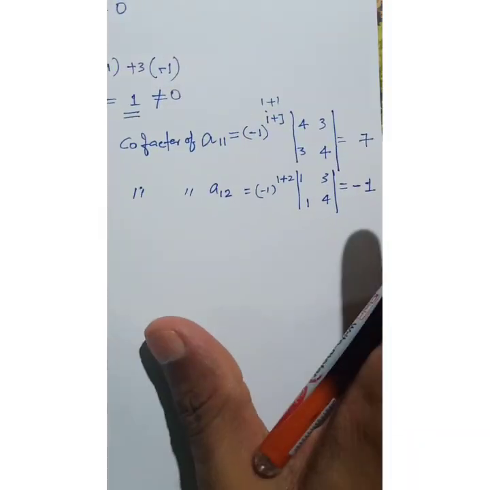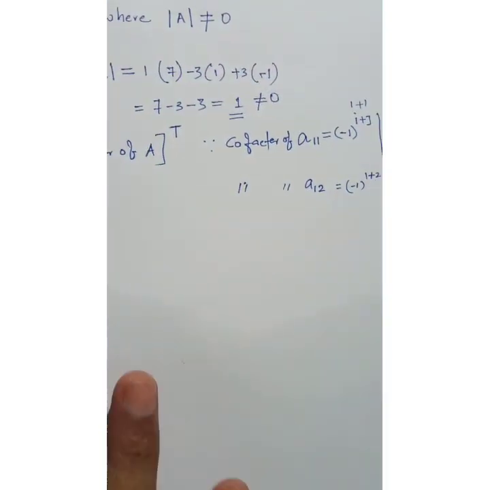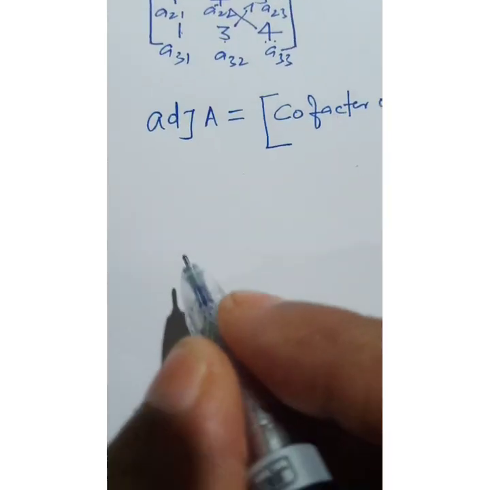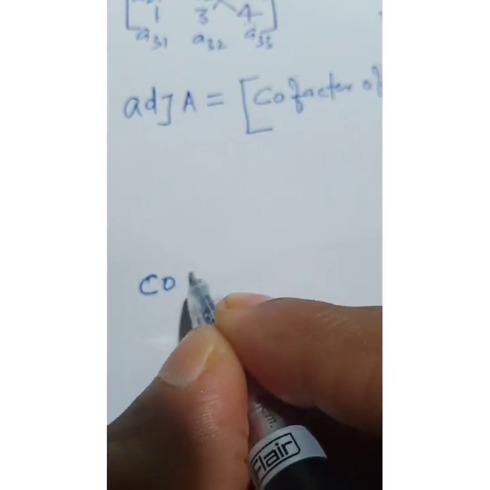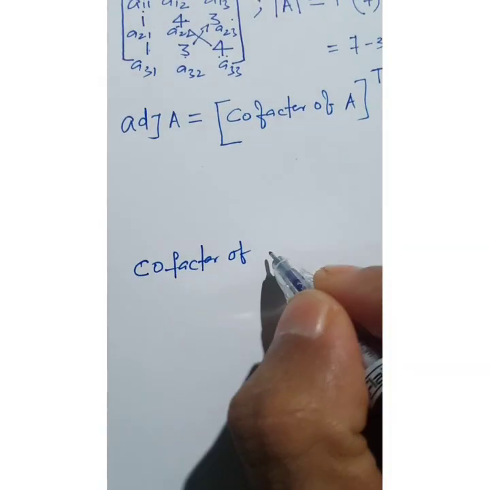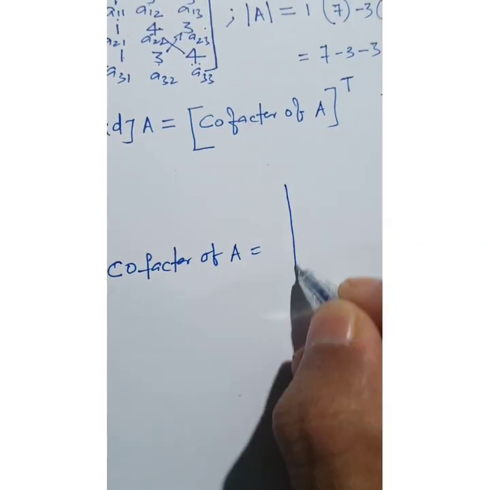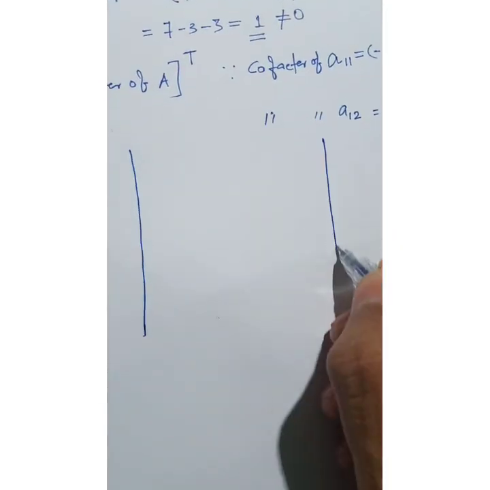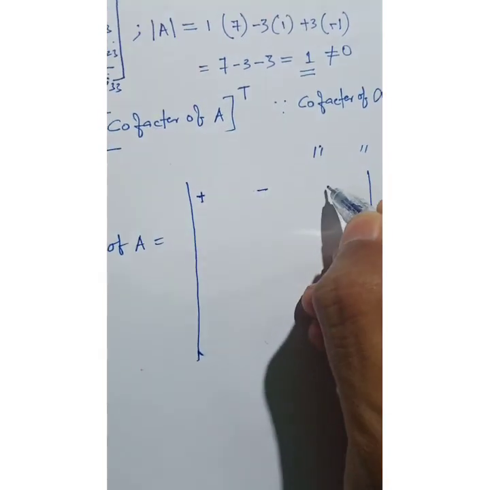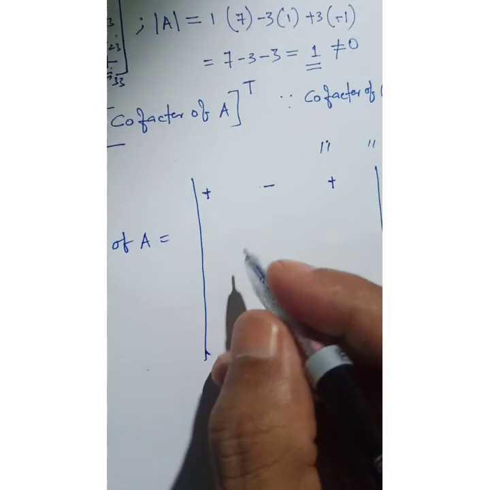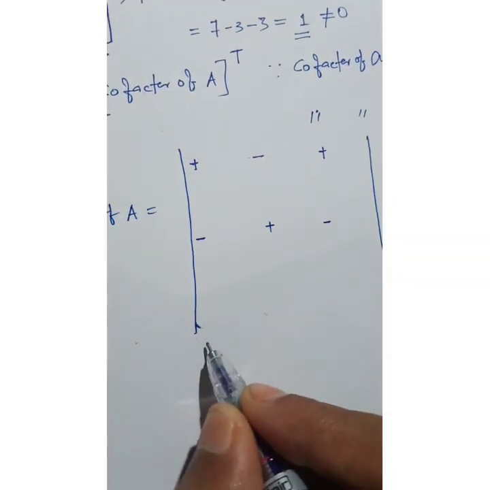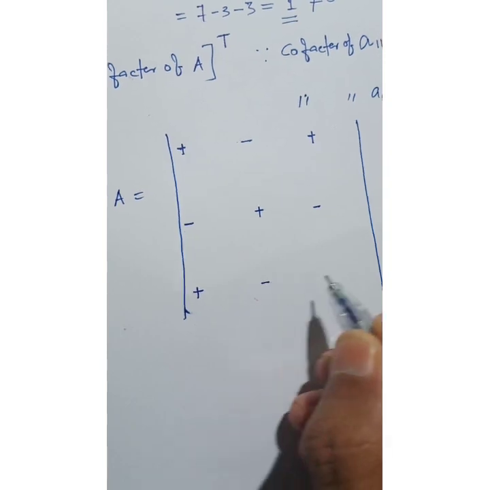This was the main concept of how to find it. Now we are not going to do this much calculation. We will directly write how to find the cofactor. The cofactor of A is equal to, we are going to find it like this: first will be plus, next minus, plus, minus, plus, minus, plus, minus, minus.